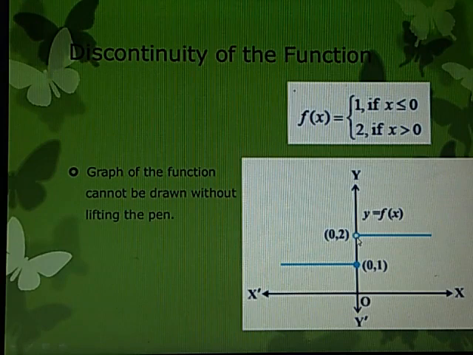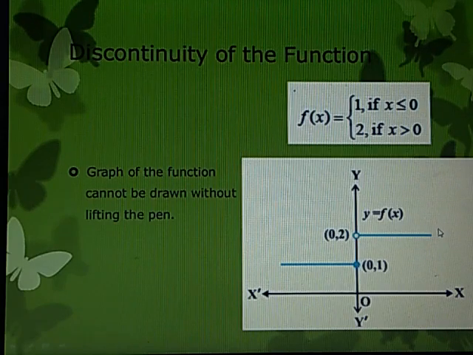Okay, so the point 2 is not included in this line. So you can easily see that if we have to plot this graph, we cannot do it in one go. After finishing with this part, we need to lift our hand, move to this place, and then draw for the second condition. So very well you can see the continuity is breaking.